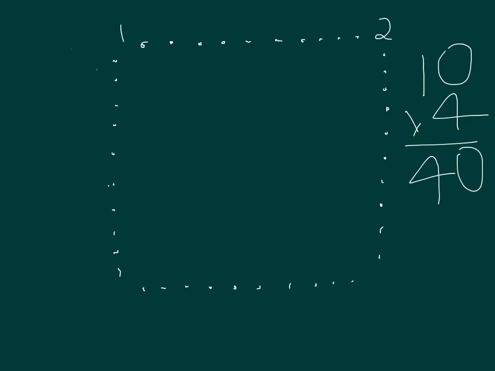So if we have 4 equal sides of 10, how many tiles do we have so far? Well, let's see. 10 times 4 is 40. So we have 40 tiles. We are missing something, however, and that is the 4 corners that make these 10 tiles be in the middle. So let's add those. 1, 2, 3, and 4. We now have 44 tiles.